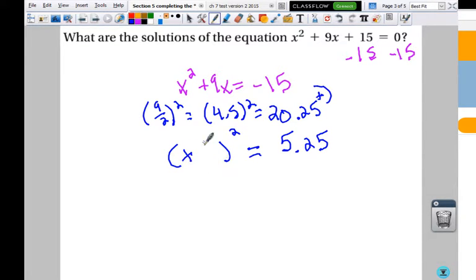I've got x. What am I putting in here by x? 4.5. And because it's positive, we're going to go plus 4.5. Alright, and now we're going to go through and solve it just like we've been doing.